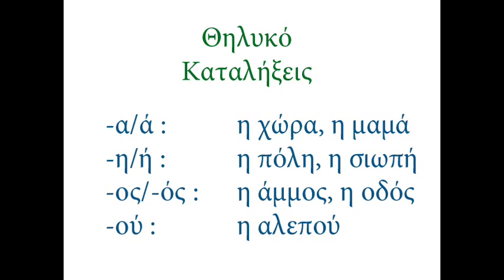Also, what's important here is that this ending -ος or -ός with an accent is also used for masculine nouns. When you see a noun that ends in -ος or -ός with an accent in Greek, it's probably masculine. There are many more masculine nouns in -ος than feminine, so keep that in mind. And finally we have the feminine nouns that end in -ου, and for example we have the word η αλεπού, which means the fox.